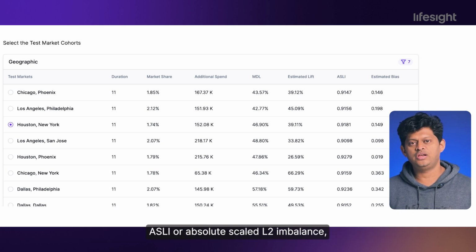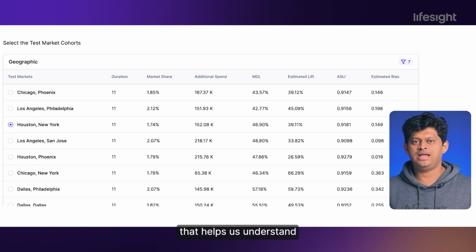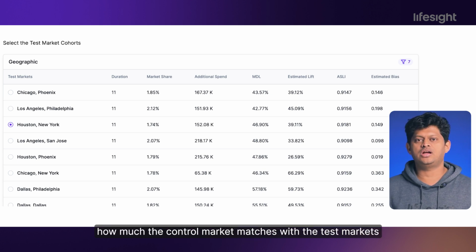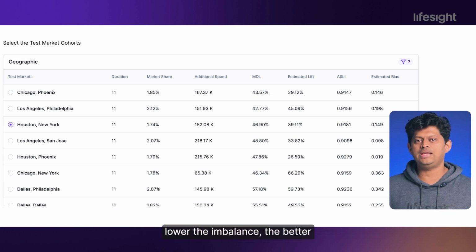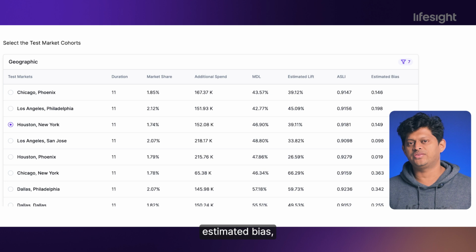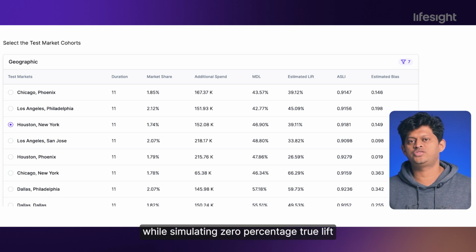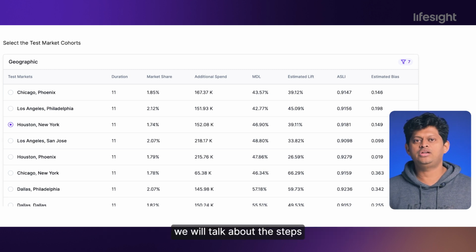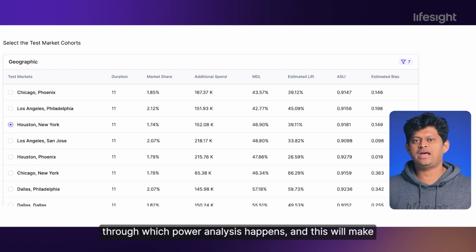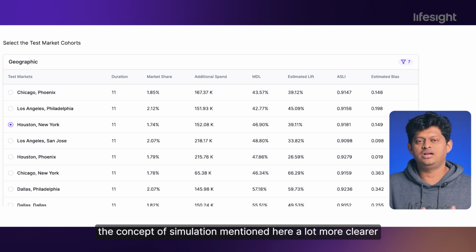ASLI or absolute scale L2 imbalance, which is a number between 0 and 1 that helps us understand how much the control market matches with the test markets before the experiment. Lower the imbalance, the better. Estimated bias, which is the estimated lift while simulating 0% true lift. Value close to 0 suggests better market selection. We'll talk about the steps through which power analysis happens, and this will make the concept of simulation mentioned here a lot more clearer.